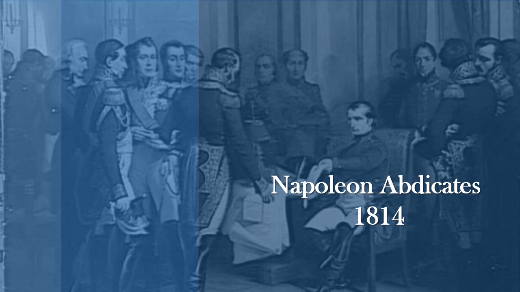Now, this event has really in many ways fatally weakened Napoleon. His various opponents, the Austrians, the Prussians, the British, the Russians, they get together and they defeat him at a battle called Leipzig in 1813. Finally, in 1814, with the Allied forces occupying Paris, Napoleon is forced to abdicate. He gives up the throne and he is exiled to the Mediterranean island of Elba.